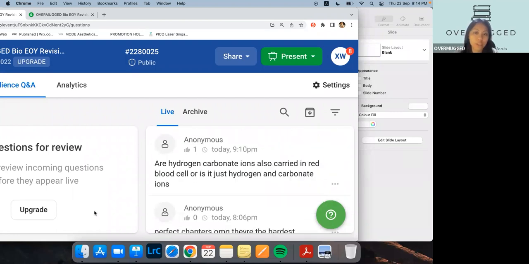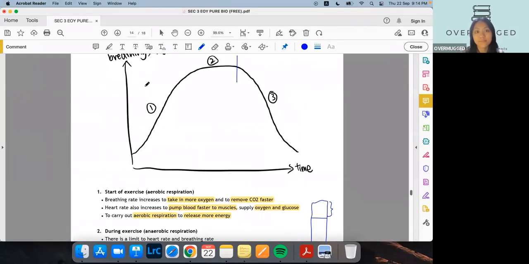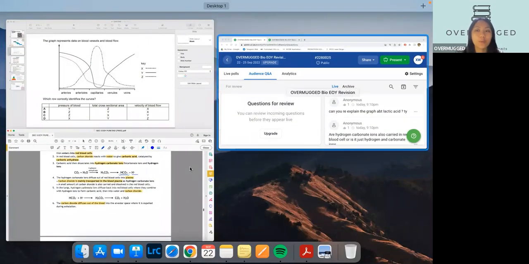Are hydrogen carbonate ions also carried in red blood cells, or is it just hydrogen? Red blood cells carry carbonic anhydrase, oxygen as oxyhemoglobin, and carbon dioxide. There are no carbonate ions. It is hydrogen ion and hydrogen carbonate ion. This is hydrogen carbonate ion. This is hydrogen ion. Both will diffuse out of the red blood cell. I don't know if you mean hydrogen carbonate ion, because carbonate ion is a totally different thing. They don't stay in the red blood cell. A small amount of carbon dioxide gas may be in the red blood cell, but it's super small. We just remember that it will diffuse out into the blood plasma.